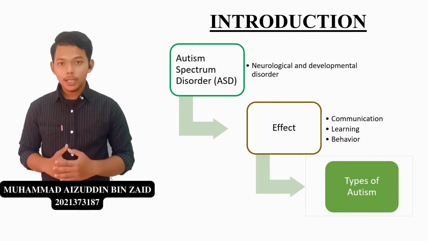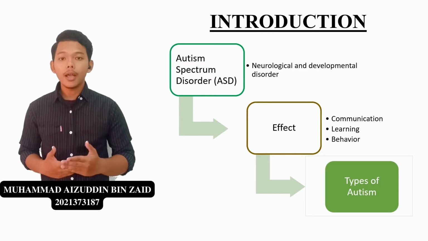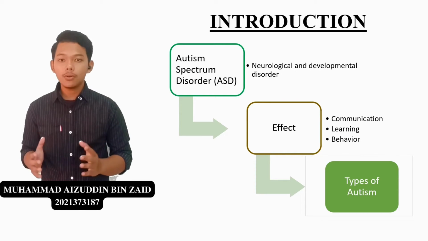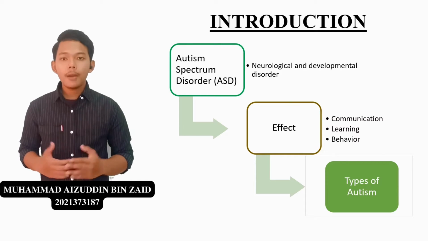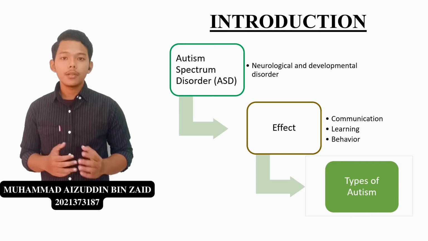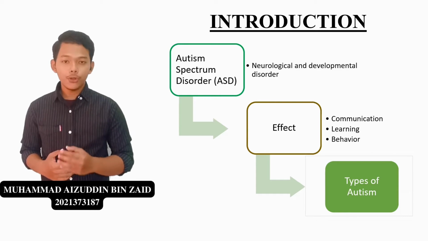ASD is known as a developmental disorder because the symptoms of the disease usually appear as early as the first 2 years old, although ASD can be diagnosed at any age. There are many types of symptoms and severity of autism. That's why it is described as a spectrum disorder.